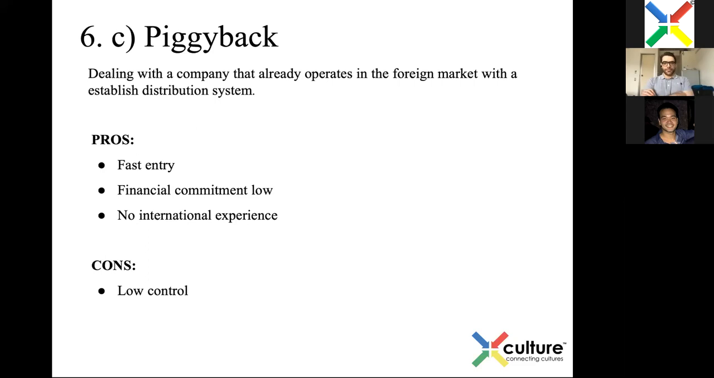Go ahead. The third one, exporting, is piggyback. The exporting company will deal with a company that already operates in the foreign market with an established distribution system. So again, it's a fast entry, low investment commitment, and no need of international experience. The con is that you have low control of it.